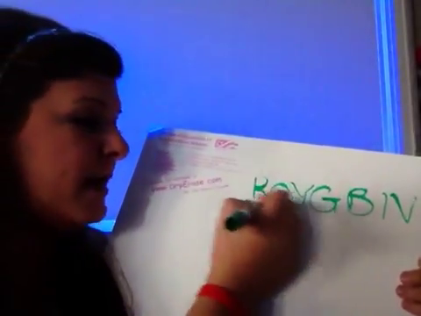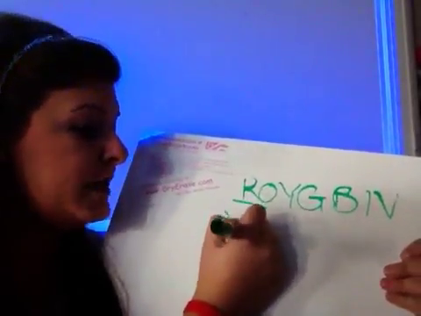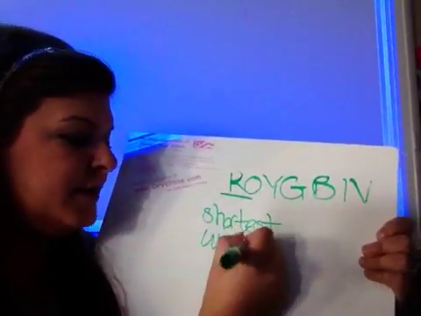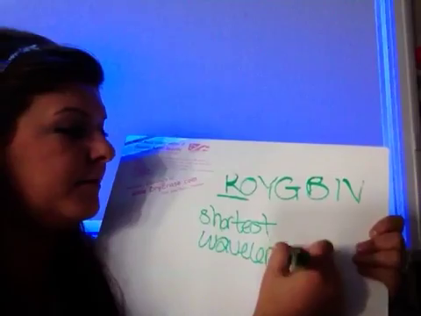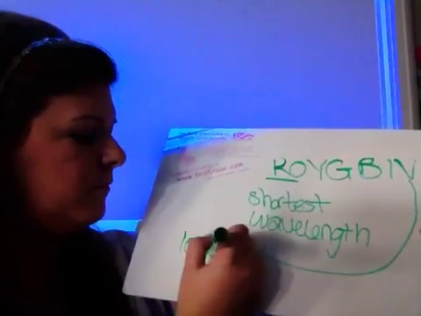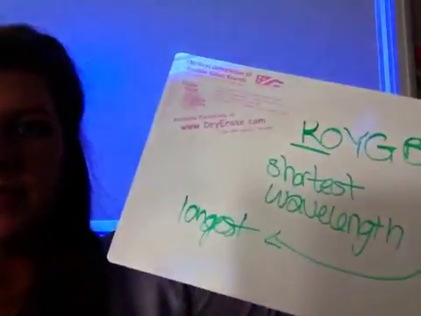Now, if we think about these colors, I want you to understand in visible light that red has the shortest wavelength, and violet has the longest wavelength, okay? We're going to talk a little more about that in just a second.